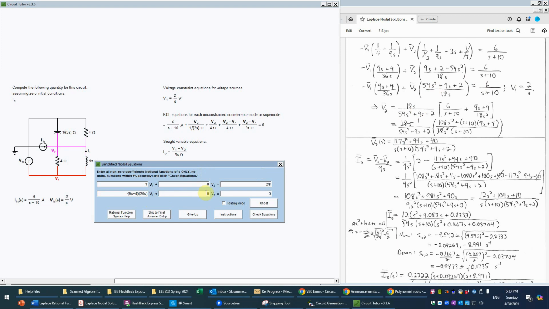Then the next term, we'll type there just parentheses 54s squared, using the caret for the square, plus 9s plus 2. All of that now over, again, parentheses 18s, which again, parentheses are always essential there. And then the right-hand side is going to be the 6 over s plus 10. Once again, using parentheses. Okay, so that should be all the relevant equations we need, so we'll check those.